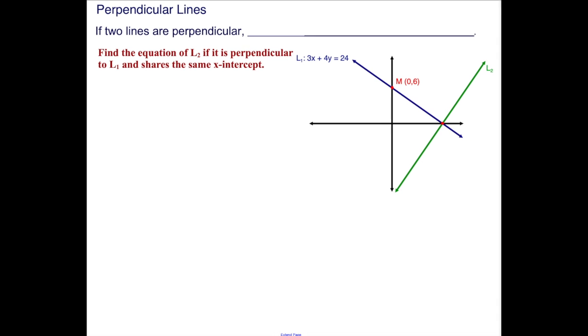Now, perpendicular lines. So, remember from Algebra 1 and 2, we know perpendicular lines have opposite reciprocal slopes. Well, we define that a little bit differently in IB. We say if two lines are perpendicular, the product of their slopes equals -1. So let's start here. This question: find the equation of L2. L2 is right here. If it is perpendicular to L1 and shares the same x-intercept.